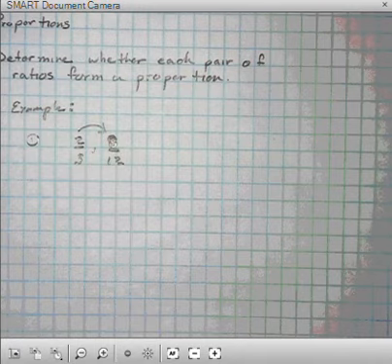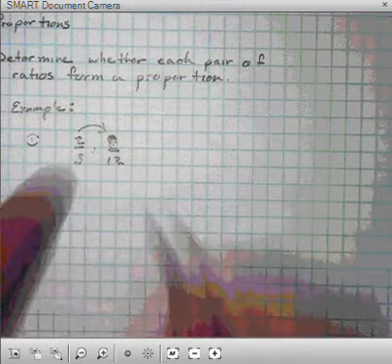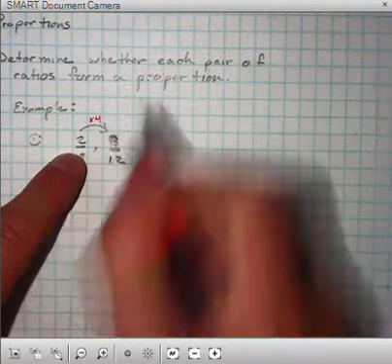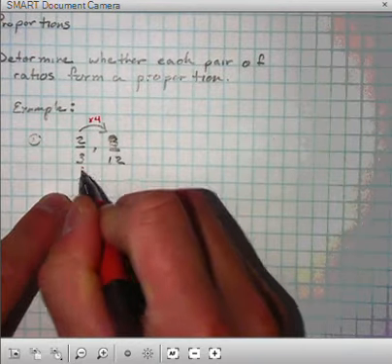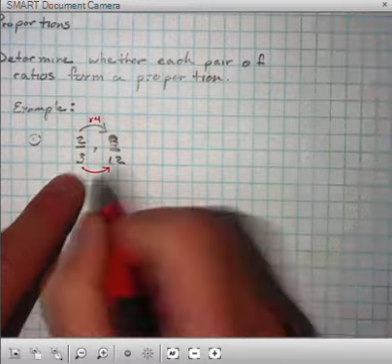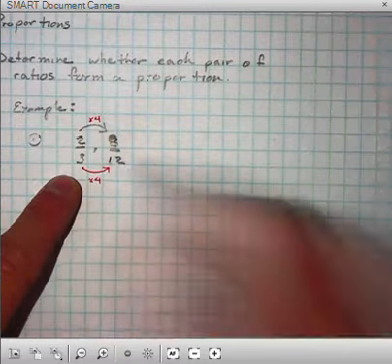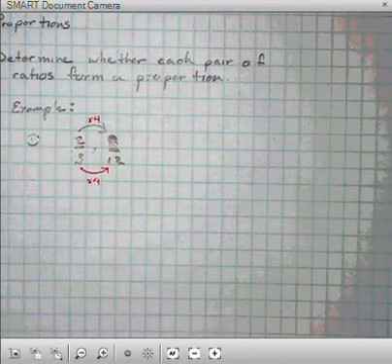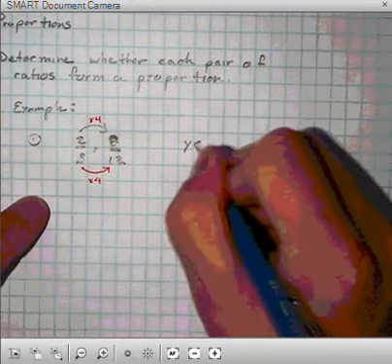The first way we're going to do this is to just look straight across. So if I do 2 times 4, that'll give me 8. What that means is that if I also multiply 3 times 4, it should give me 12. Does it? Yes. So the answer is yes, it is proportional.